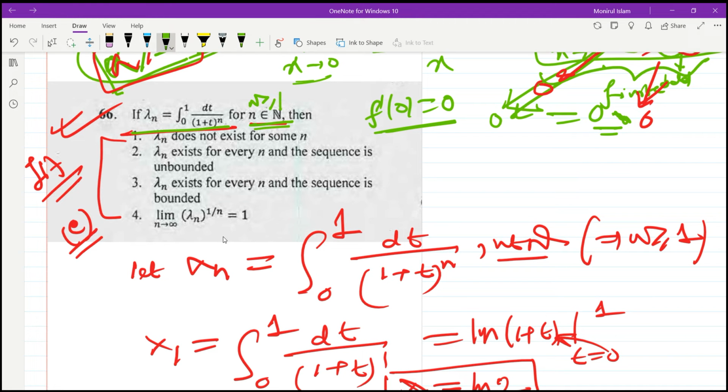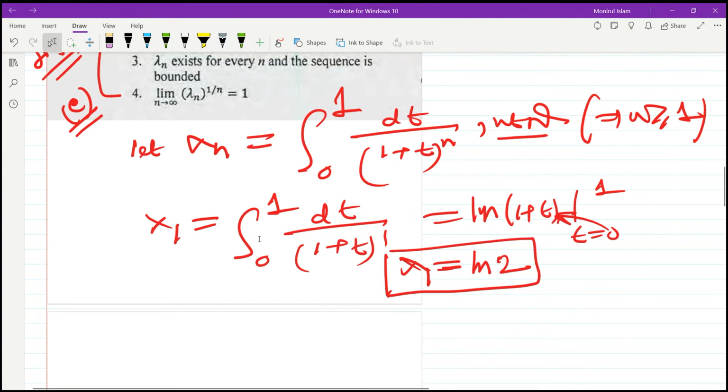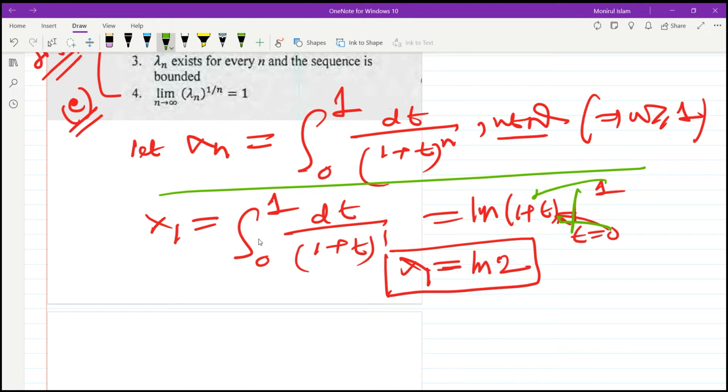So if n equal to 1, what will happen? N equal to 1, this is a sequence. The integral from 0 to 1 of dt over (1 + t). So this will be ln(1 + t). If you put t equal to 1, you get ln 2, and if you put t equal to 0, this is ln 1. So lambda will be ln 2. You will know the ln 2 value is 0.693 something.